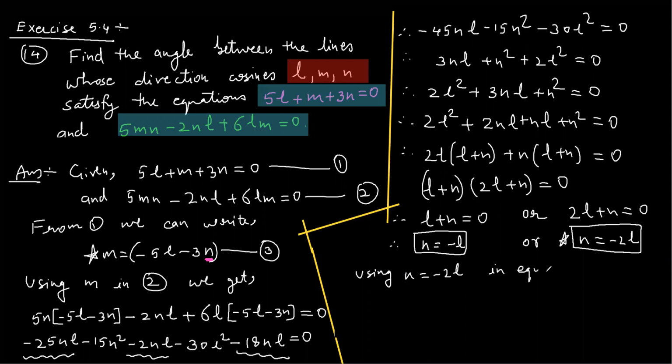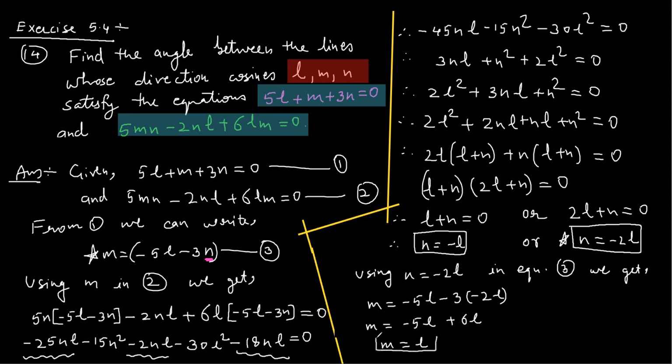In equation 3, what we will get? We will get here m equals to minus 5L minus 3 into minus 2L. So this will become M equals to minus 5L plus 6L, and that will get me M equals to L. So for the first line, what you got? You got n equals to minus, so here it is, not that, not this, I'm working on this here, okay?